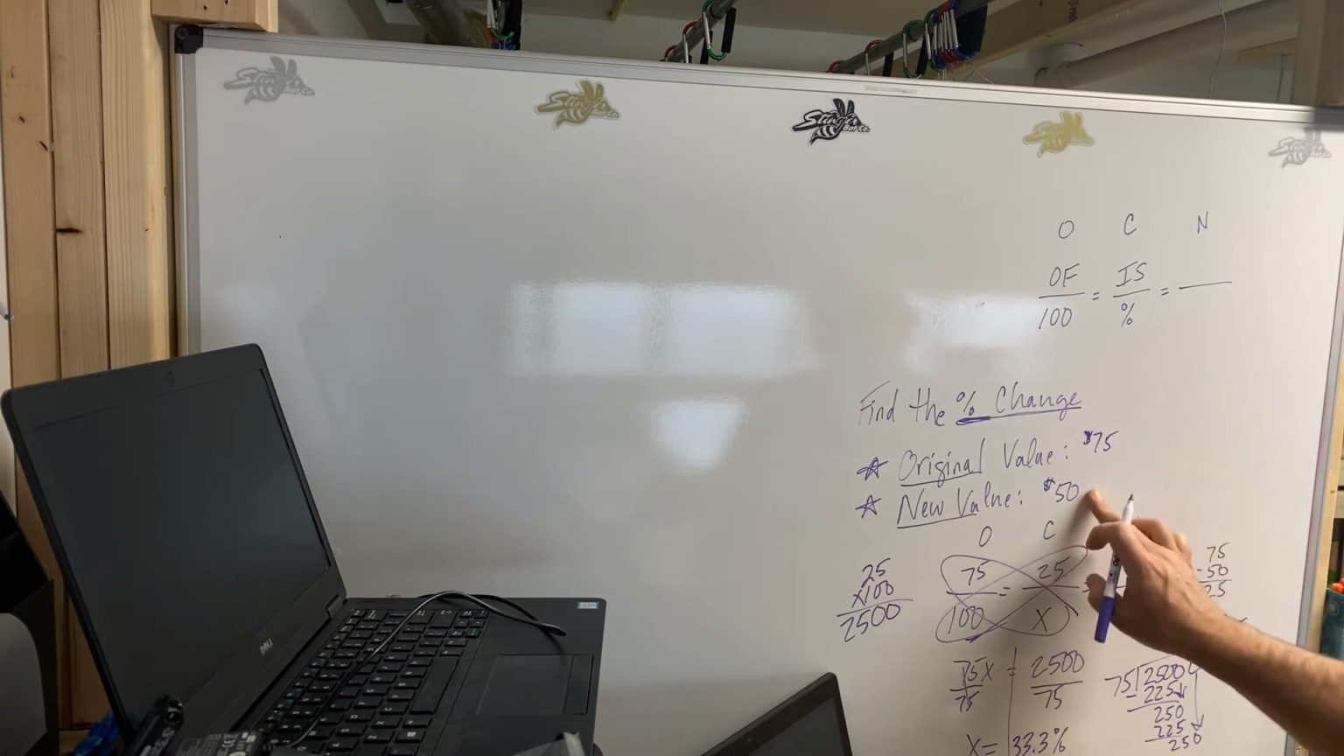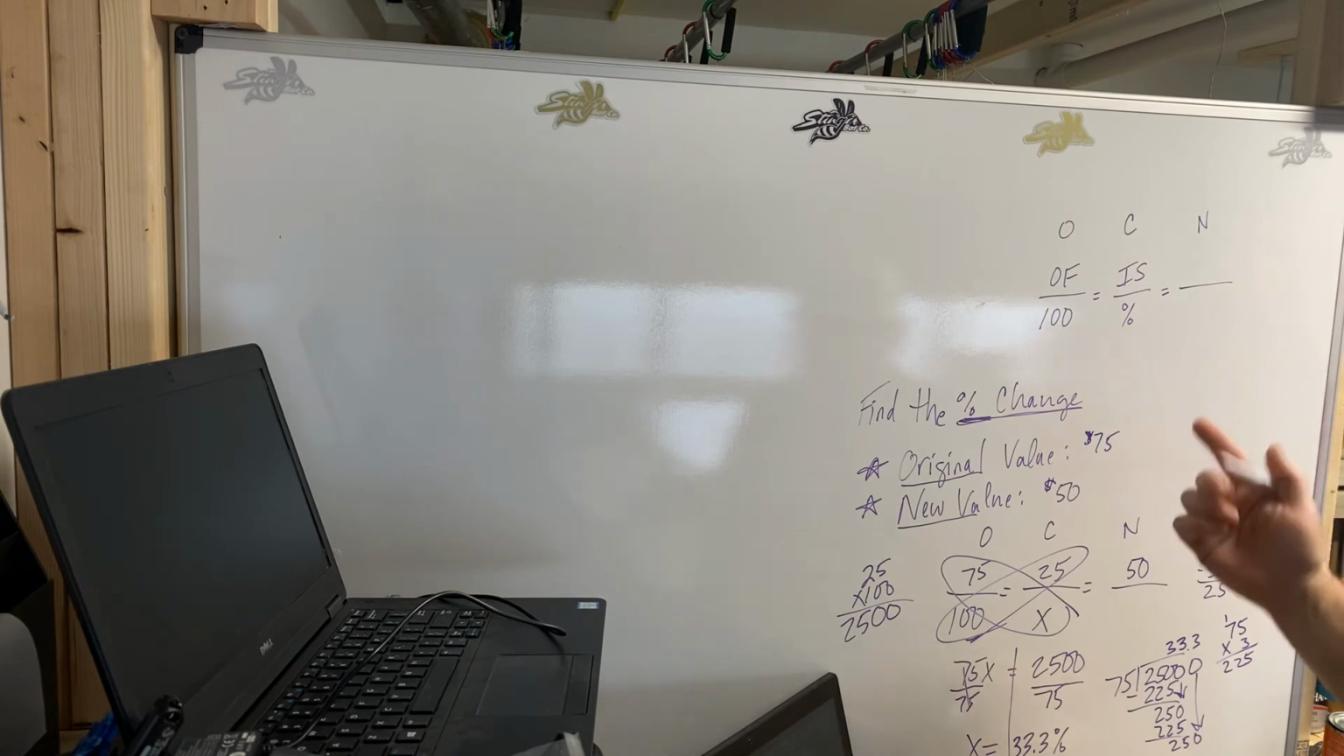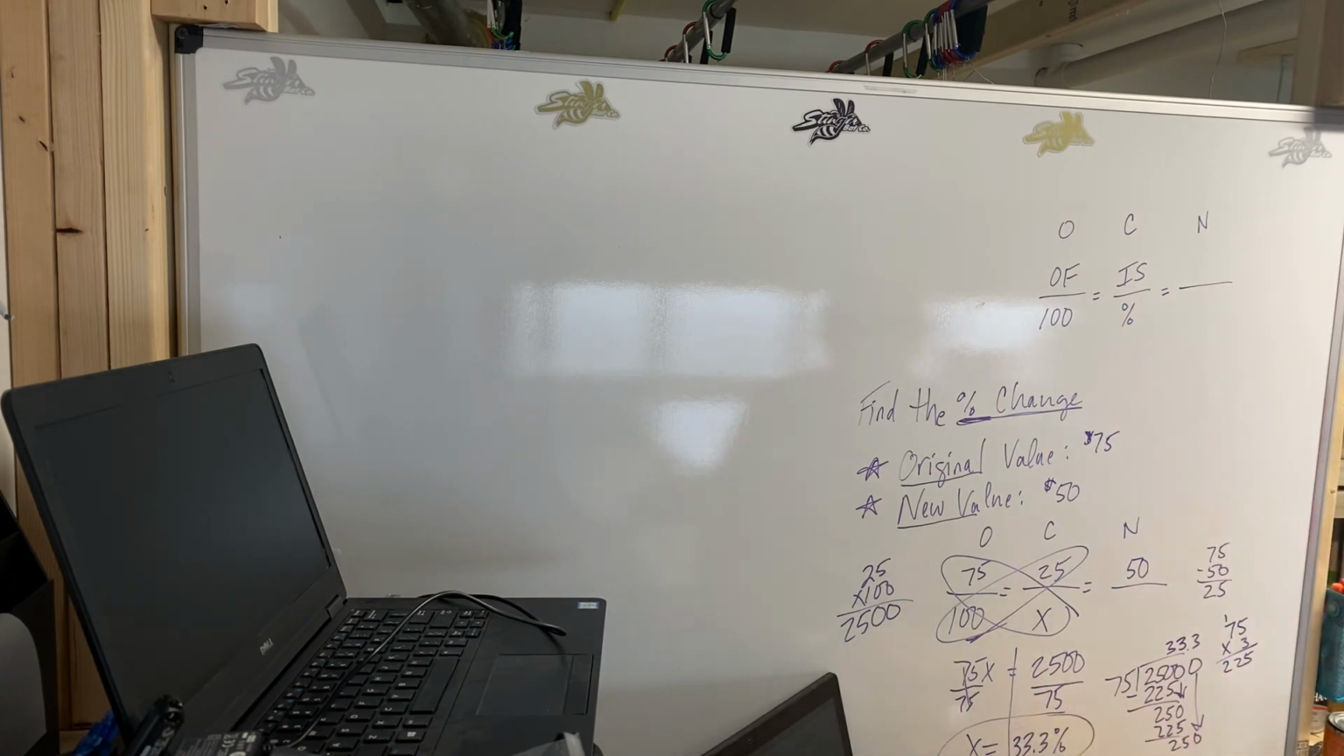Whereas this one, you look at $75 came to $50. So this one's a discount value, whereas the other one was a markup value. Okay? But once again, 33.3% would be my answer.